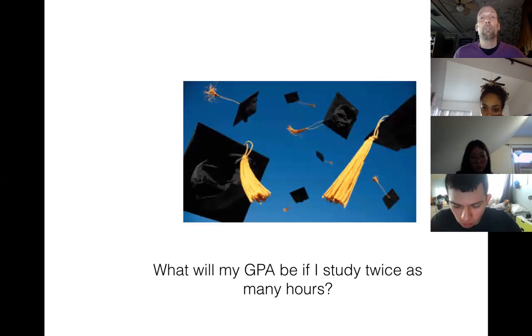GPA is always on everybody's mind, especially when the semester starts to end. So how many hours do I have available to study? I could use that to figure out what my GPA is going to be, because if I'm not studying at all, I'm probably not going to have a really good GPA. But if I'm studying like 40 hours a week, I'm probably walking out of here with a 4.0. So I can base GPA on our number of study hours.